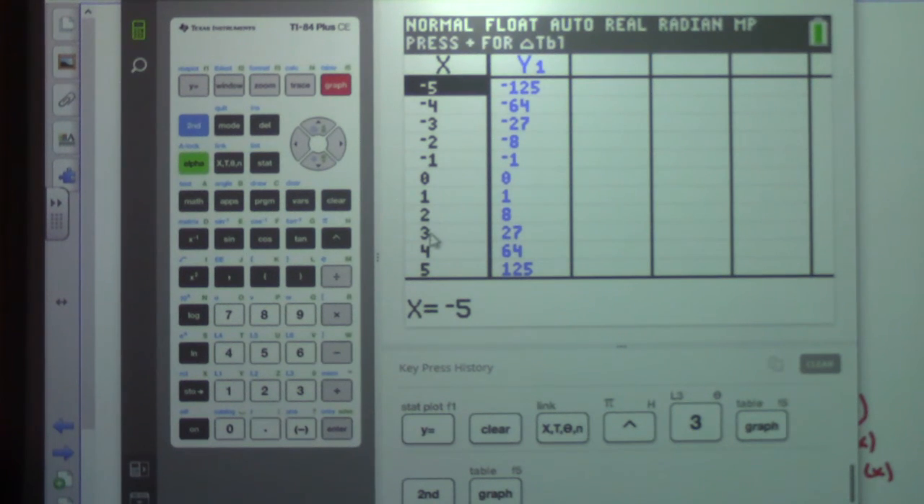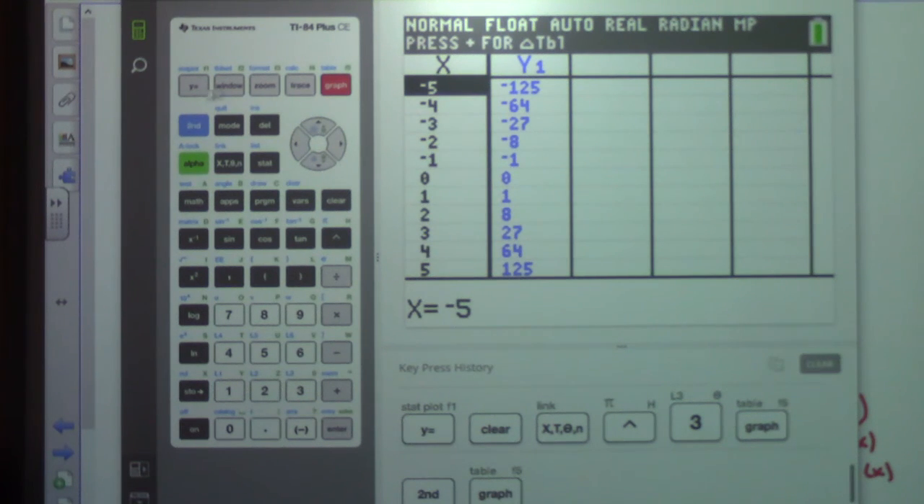So what's f of 3? 27. What's f of negative 3? Negative 27. So f of negative 3 equals the negative of f of 3. So you see that kind of orientation in a table view.